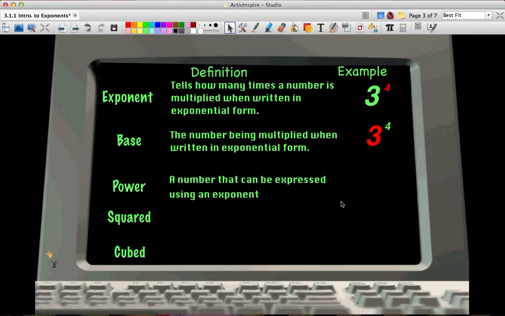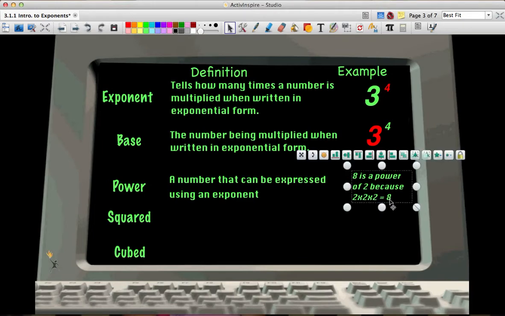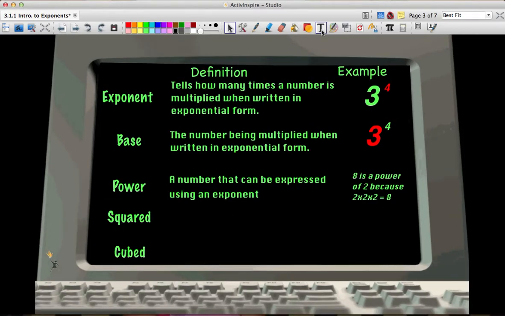Power, a number that can be expressed using an exponent. So this is where your solution comes into play. So I have 8 is a power of 2 because 2 times 2 times 2 is equal to 8. Or the other way you can say this is 2 to the 3rd power equals 8. So because 2 to the 3rd power is equal to 8, 8 is a power of 2. So in this case, you have to remember 8 is the power, so you might want to actually circle the 8.